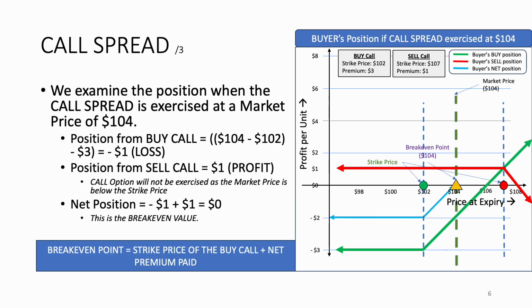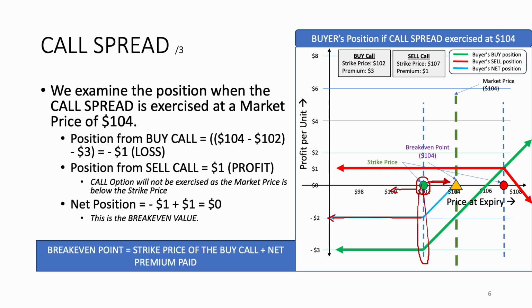So far, we know that if the market price of the underlier falls below the strike price of the buy call, then the amount of loss will be limited to the net premium paid by the investor. So this portion we have analyzed so far. Now let us analyze the portion where the market price is greater than the strike price of the buy call. So this is the buy call. So let us see what happens when the market price increases beyond this point.